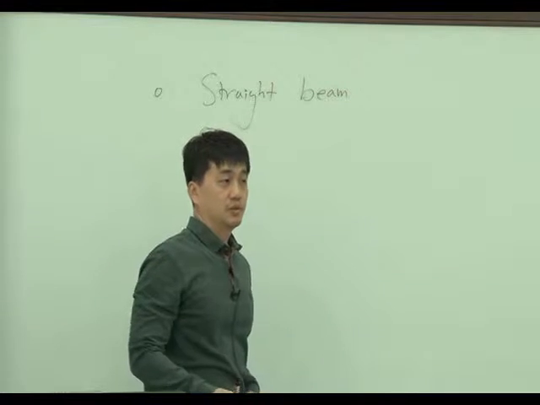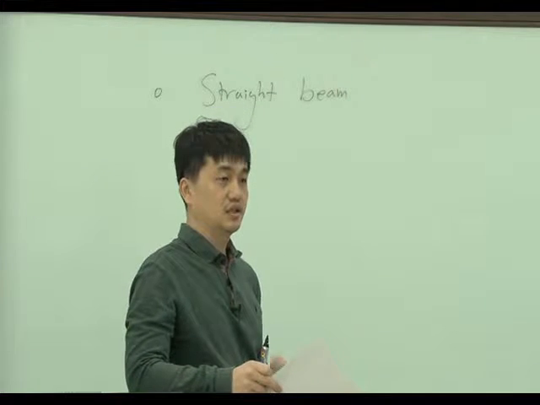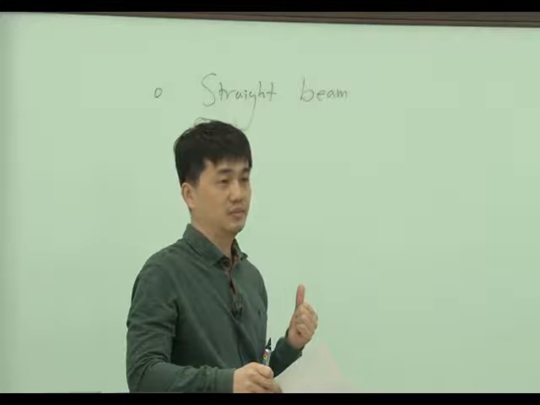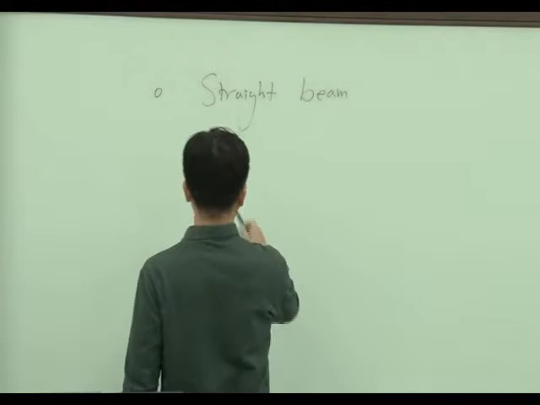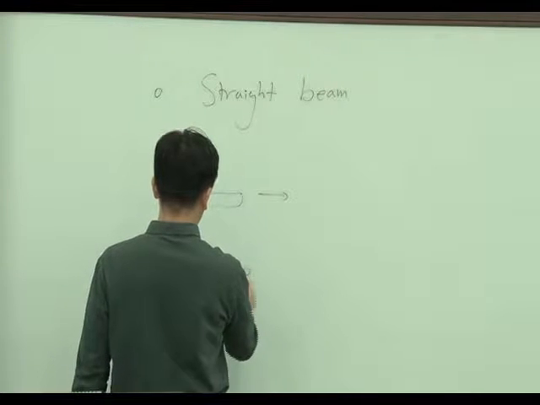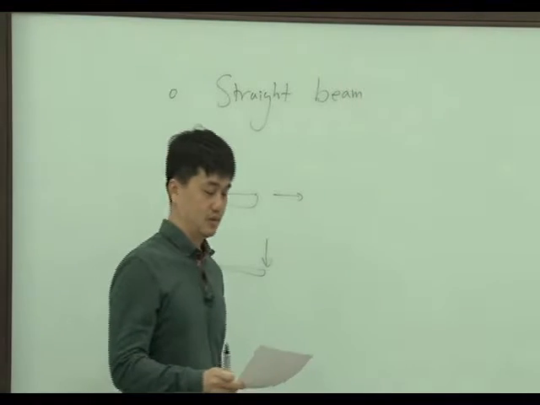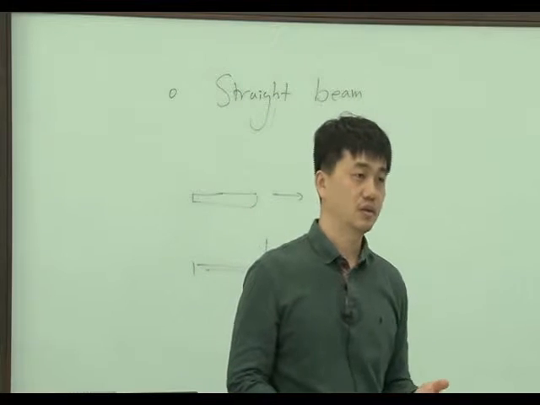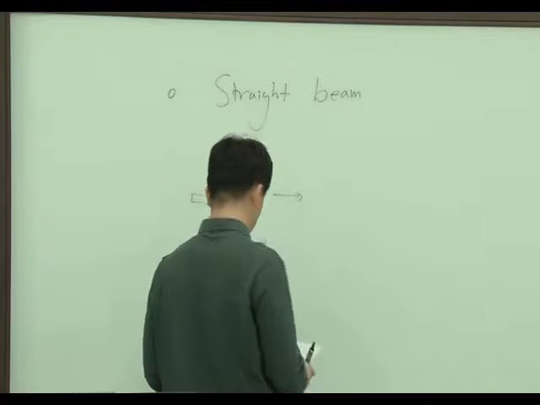So what's the difference between beams and bars? A bar has axial loading, actual loading, right? But a beam is subjected to transverse loading. So the difference is this. This is a loading for a bar, right? This is loading for a beam. So this is a big difference. Because of the different pattern of loading, the behavior in bearing the external load is totally different.